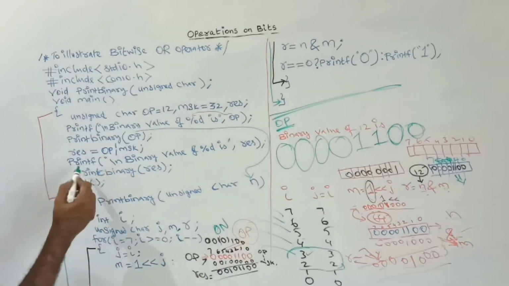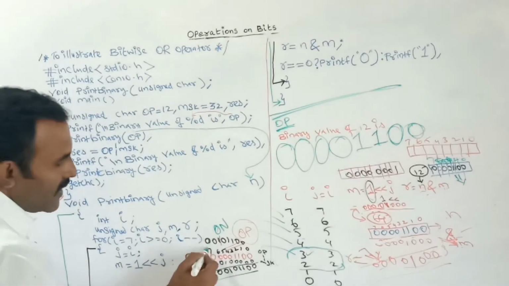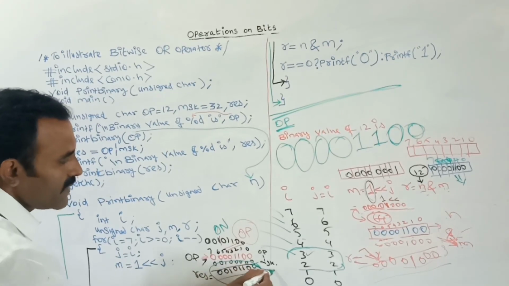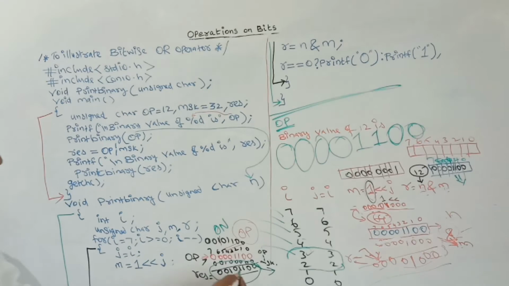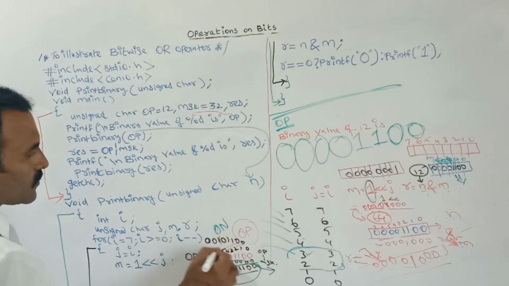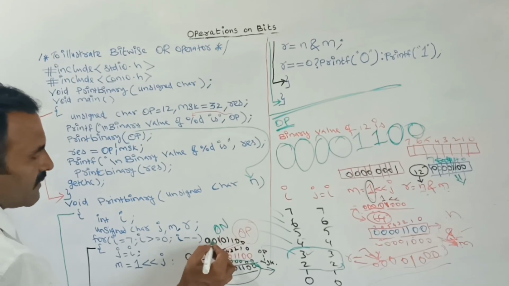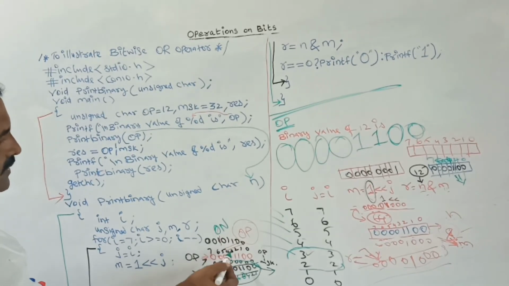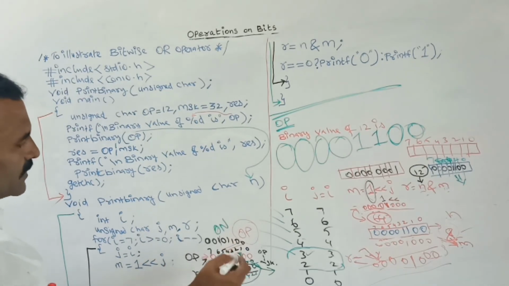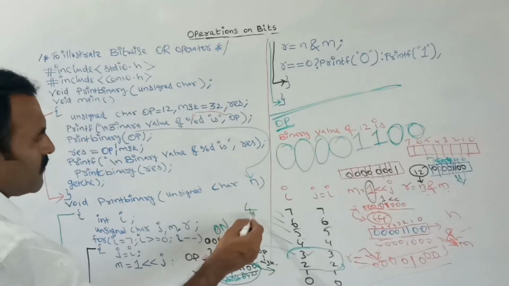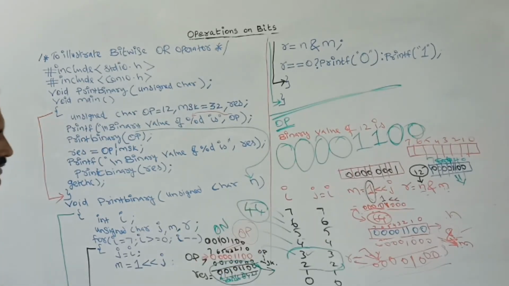So while printing, what is this result? The corresponding decimal value of this result is here. If you convert this number into decimal, what is the decimal value? Here the result is 44. If you convert this into decimal, the decimal value is now 44.